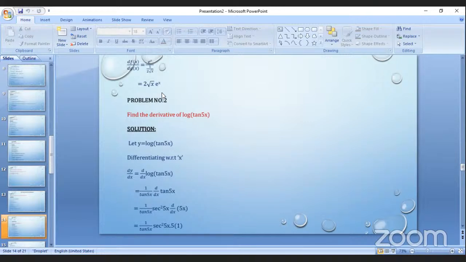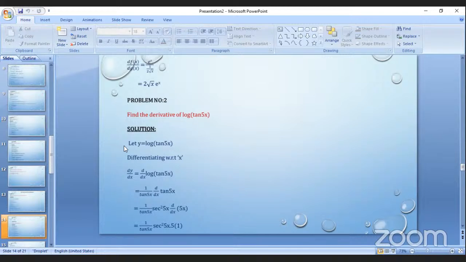Next, problem number 2. Find the derivative of log of tan 5x.